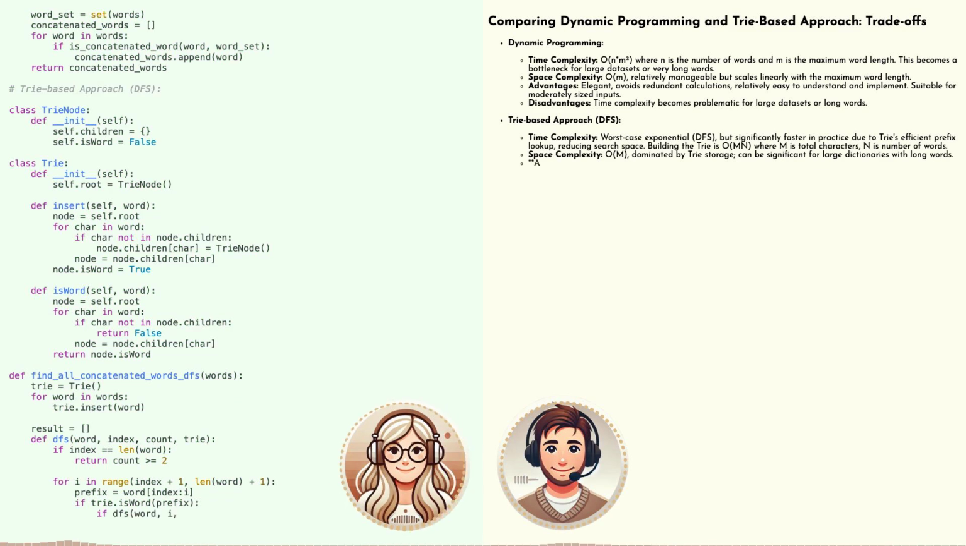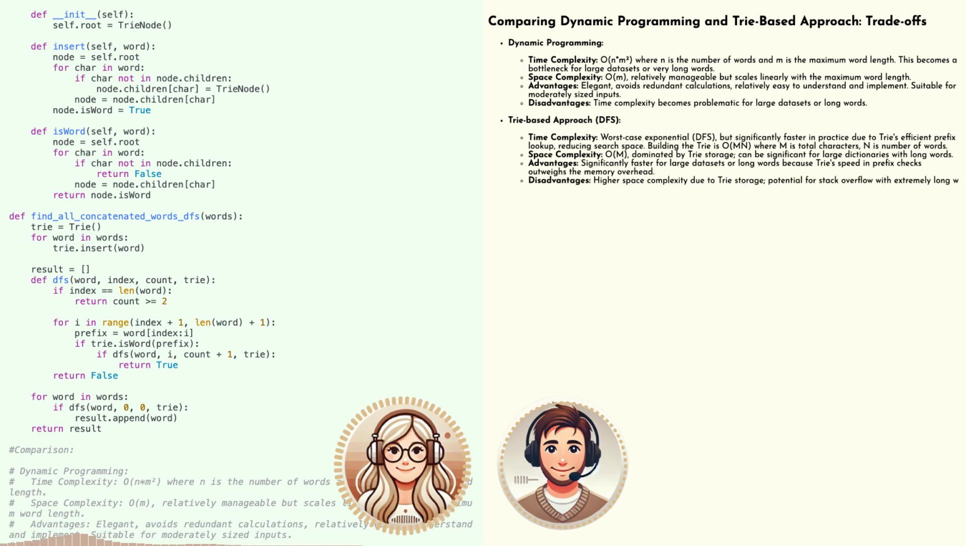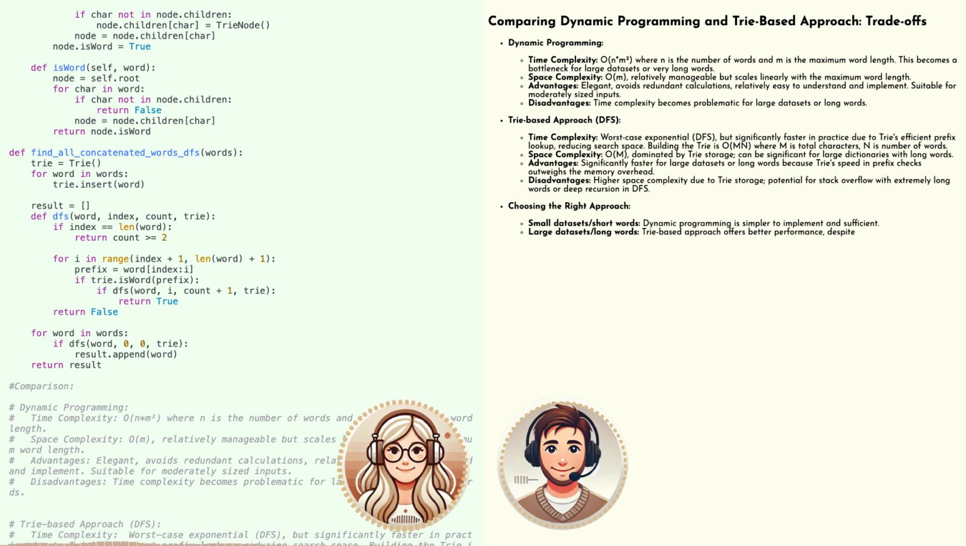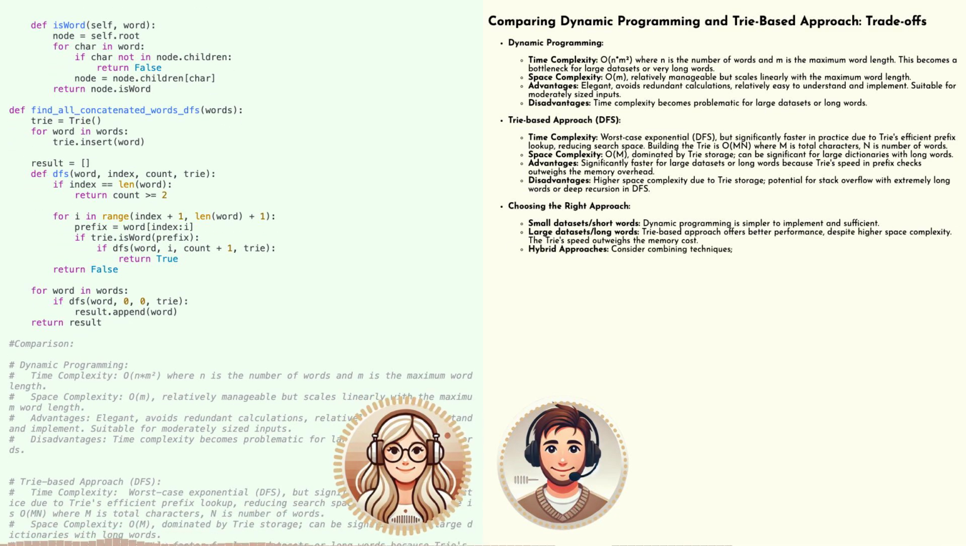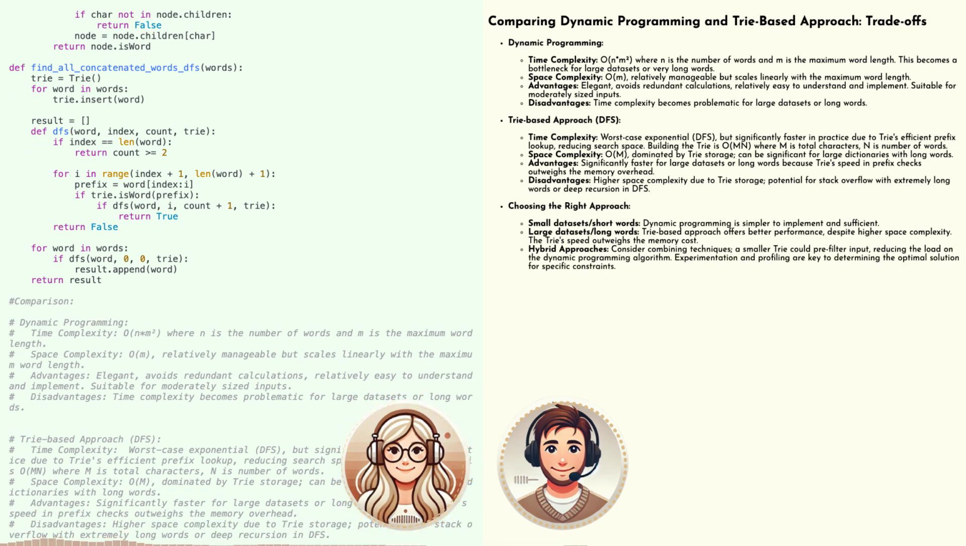Dynamic programming is usually really efficient in terms of time. It builds up the solution step by step and avoids doing the same work over and over again. So in the worst case scenario, it has a time complexity of big O of n times m squared, where n is the length of the word we're checking, and m is the maximum length of any word in the dictionary. Okay, so n times m squared. And what about the trie with DFS? I feel like that one is harder to figure out because of all the recursive calls.